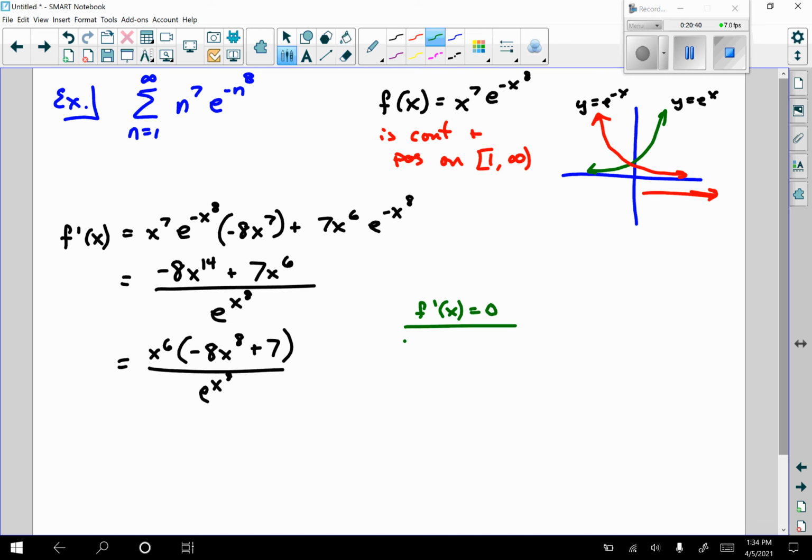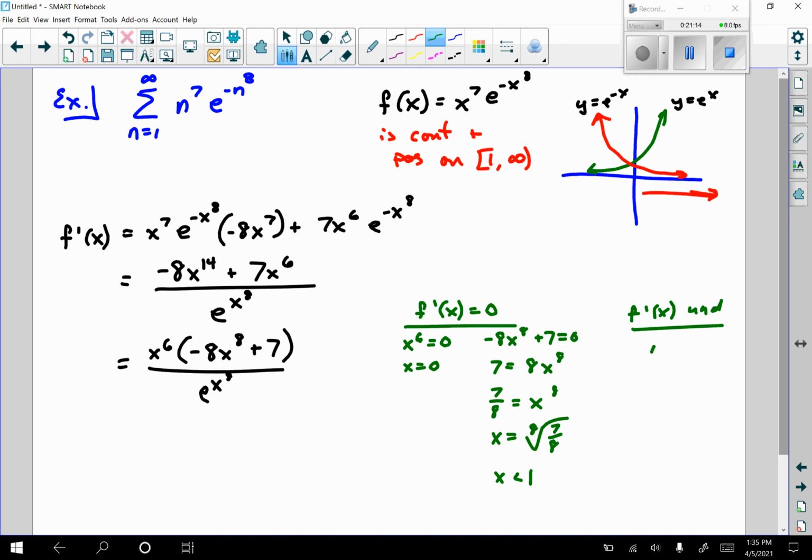The only time the numerator is going to be 0 is when x to the 6th is equal to 0. So that's when x is 0, and that's before the 1 to infinity. Or when negative 8x to the 8th plus 7 is 0, so this becomes 7 is equal to 8x to the 8th. So we get 7/8 is equal to x to the 8th, which means x is the 8th root of a number that's less than 1, so this is less than 1. So we don't have to worry about that. And the denominator is never 0, so f prime of x being undefined never happens. So we don't have to worry about changing the limits of integration here.